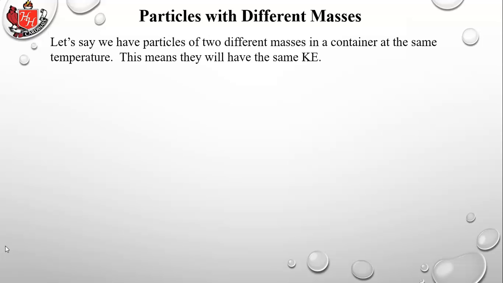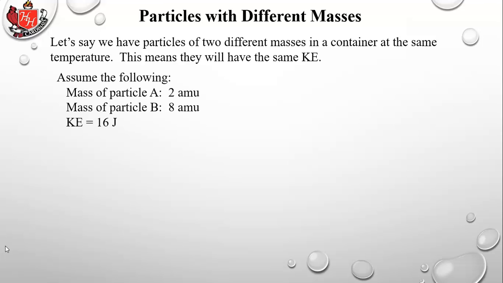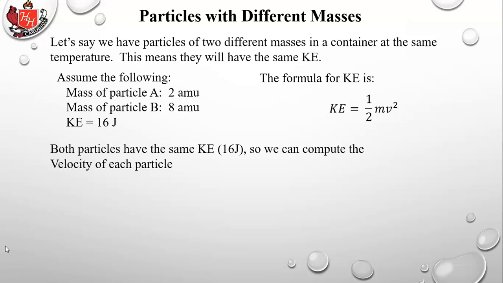Let's say we have particles of two different masses in a container at the same temperature. That means they're going to have the same kinetic energy. So assume the following. Mass of particle A is 2 atomic mass units. Mass of particle B is 8 atomic mass units. And let's say they're both at the same temperature, so they both have the same kinetic energy of 16 joules. The formula for kinetic energy is what we saw on the previous slide, 1/2 mv squared. Both particles have the same kinetic energy, 16 joules, so we can compute the velocity of each particle.